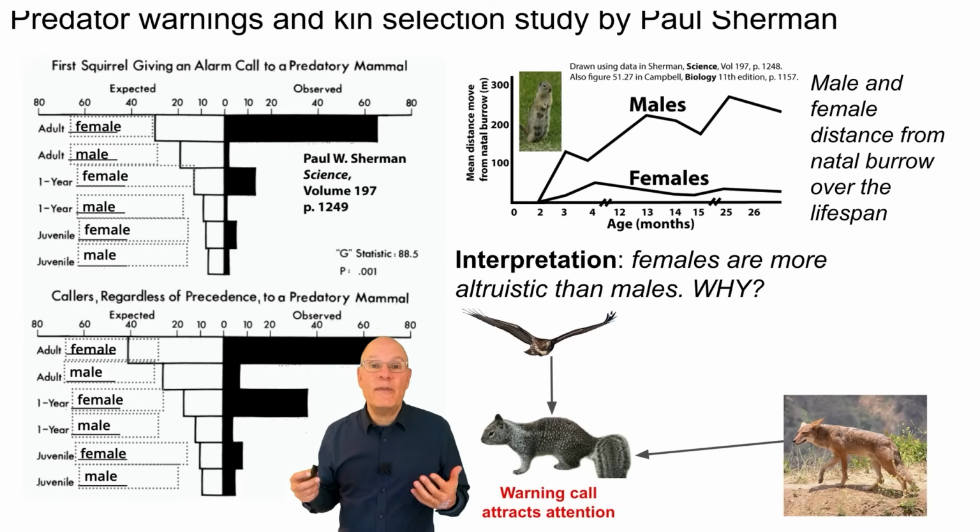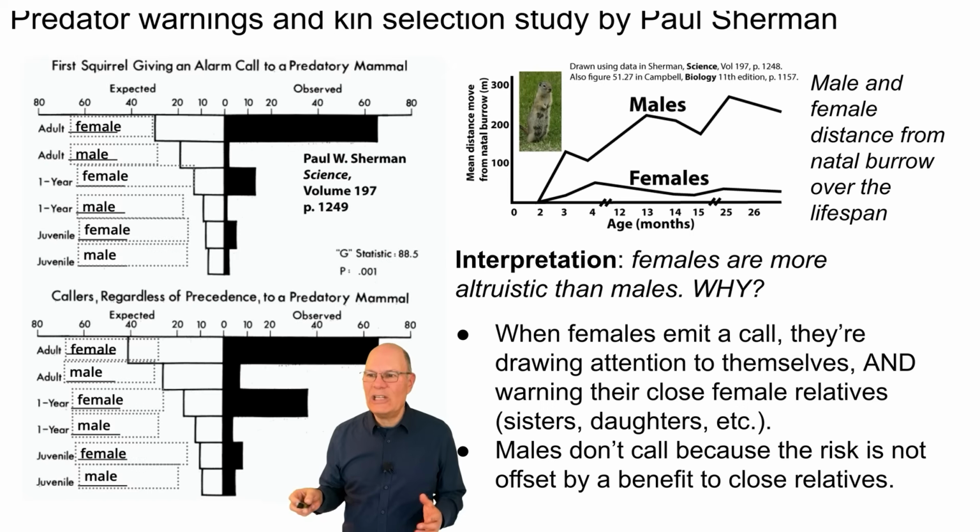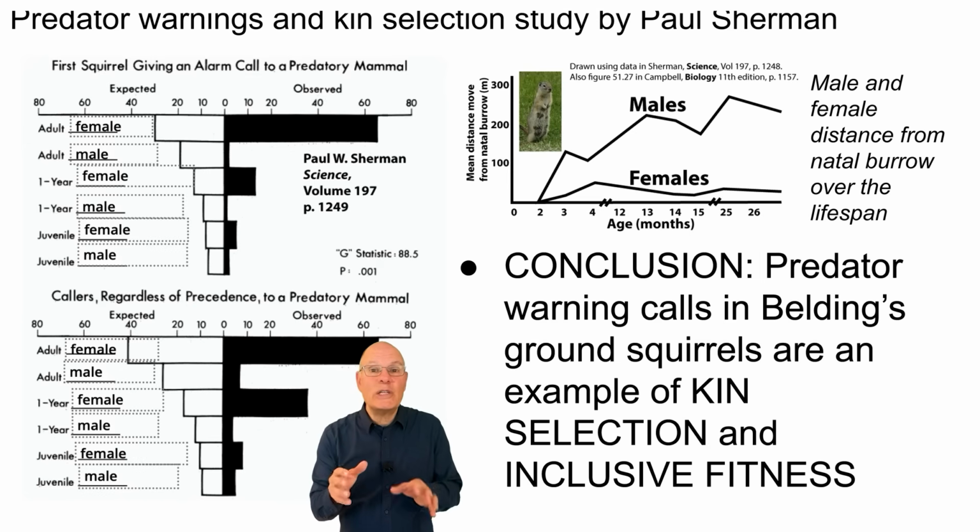Sherman's interpretation is that females are more altruistic than males. But why would that be? Remember that a warning call attracts attention. When females emit a call, they're drawing attention to themselves and warning their close female relatives, their sisters, their daughters, their female cousins. The males don't call because the risk to themselves is not offset by a benefit to their close relatives. So the conclusion is that predator warnings in Belding's ground squirrels are an example of kin selection and inclusive fitness.